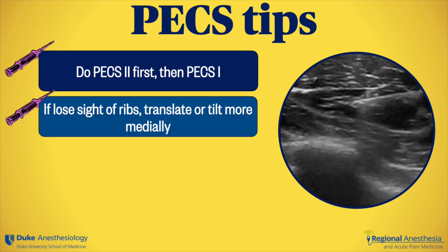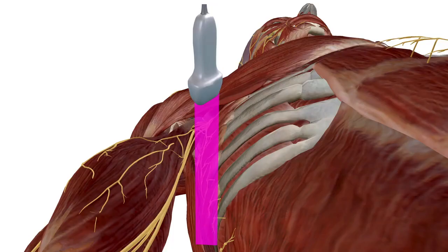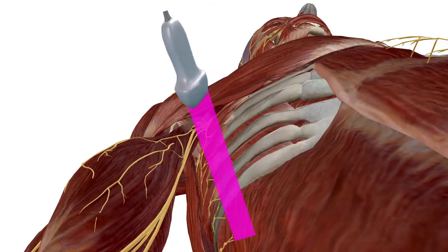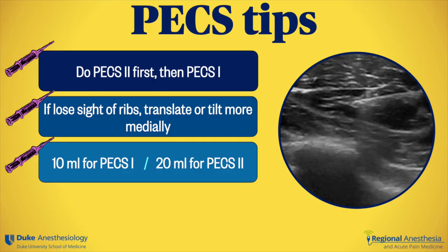It's very common for beginners to lose sight of the ribs. They become fuzzy and indistinct. This is almost always because the beam is directed too laterally and you're missing the chest wall. The solution is to tilt or translate more medially, like we see here. The recommended volumes are easy to remember: 10 mL for 1, 20 for 2.